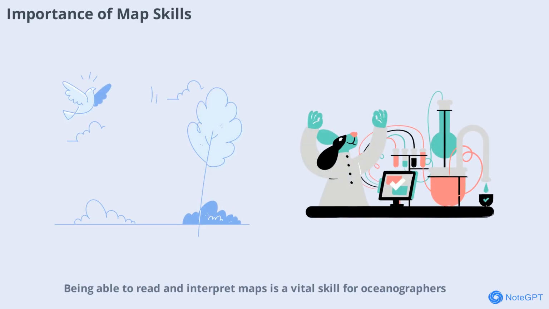Being able to read and interpret maps is a vital skill for oceanographers. Maps help scientists identify features like ridges, trenches, and seamounts, plan research expeditions, and analyze data. Understanding contour lines, elevation changes, and map keys allows for accurate interpretation of underwater landscapes. These skills are not only useful in competitions, but are also essential for real-world scientific research and exploration.